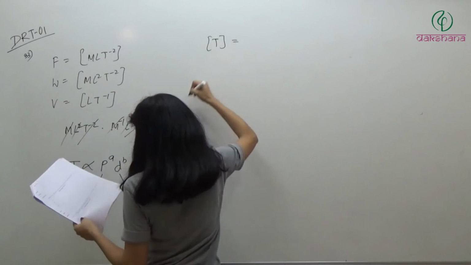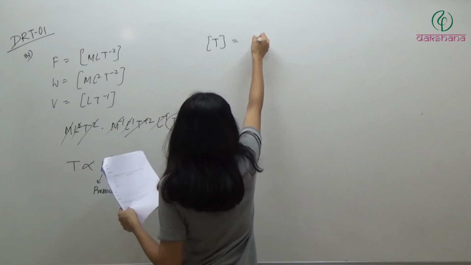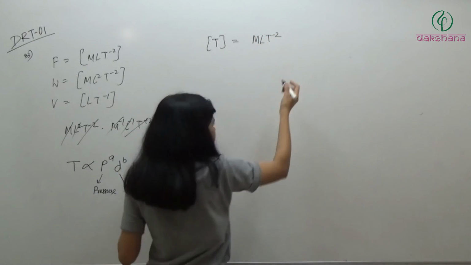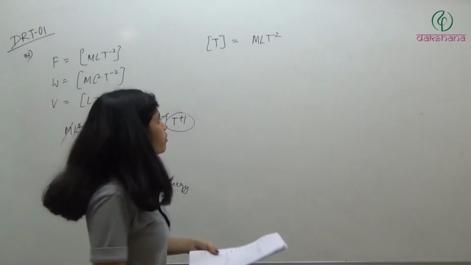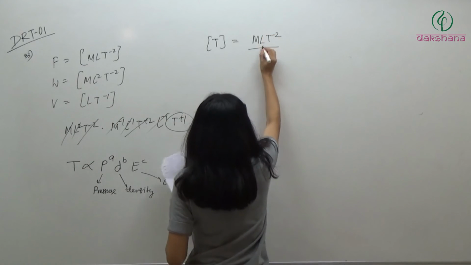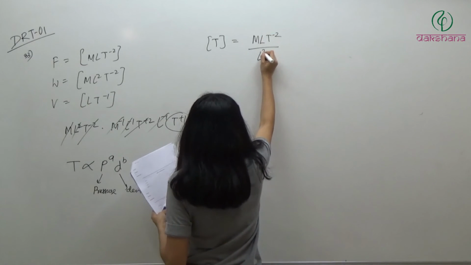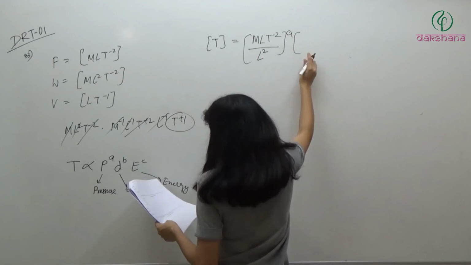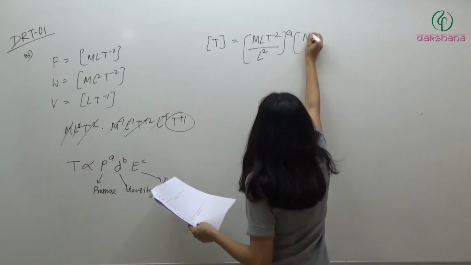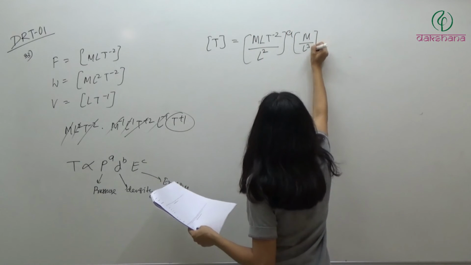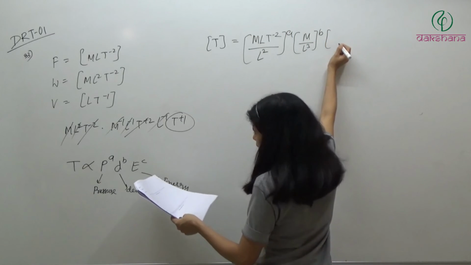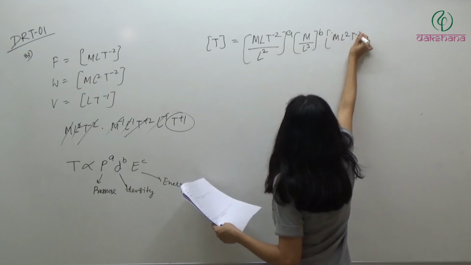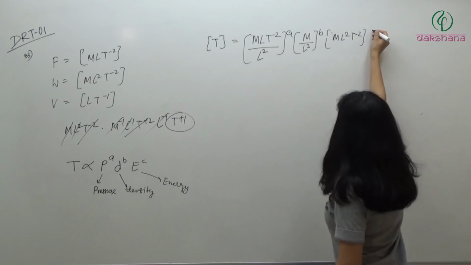So we should have T equal to pressure. Pressure is ML T minus 2 divided by area, so it will be F by area. This is F by area, so L2 to the power A. Then density. Density is M by L cube to the power B, and energy is ML2 T minus 2 to the power C.